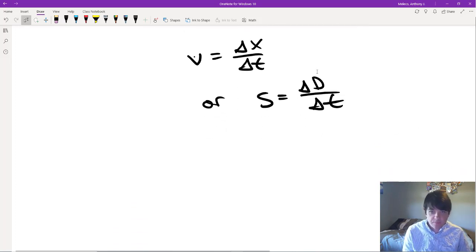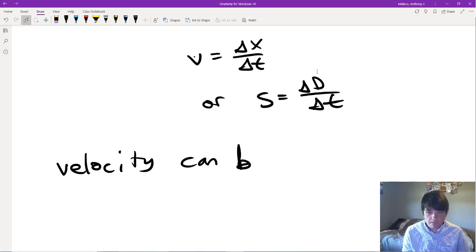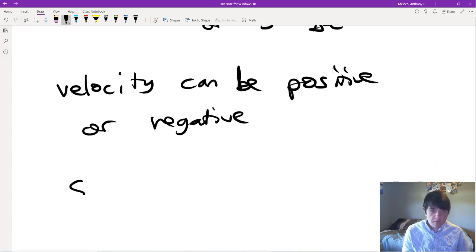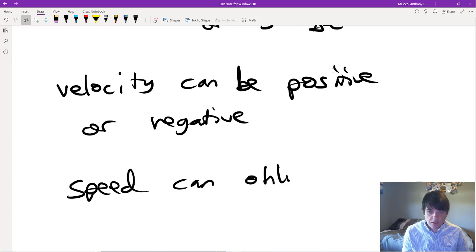So because of how we define this, velocity can be positive or negative. Speed can only be positive.